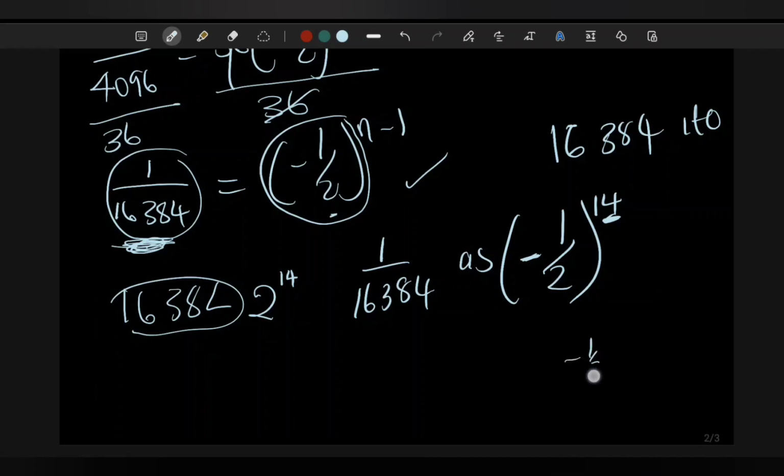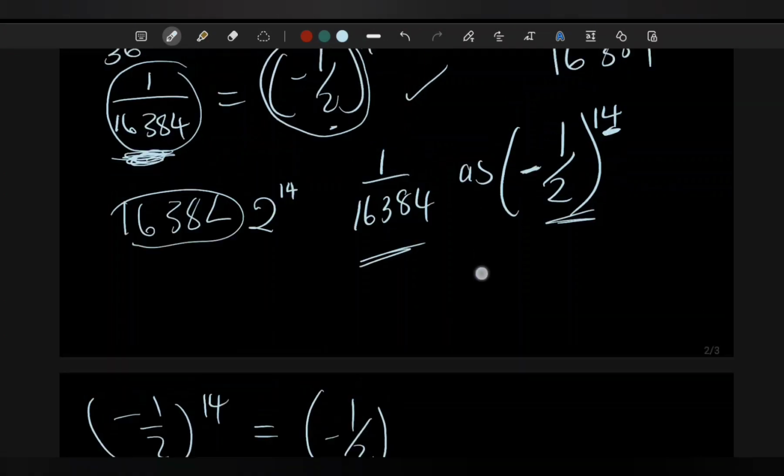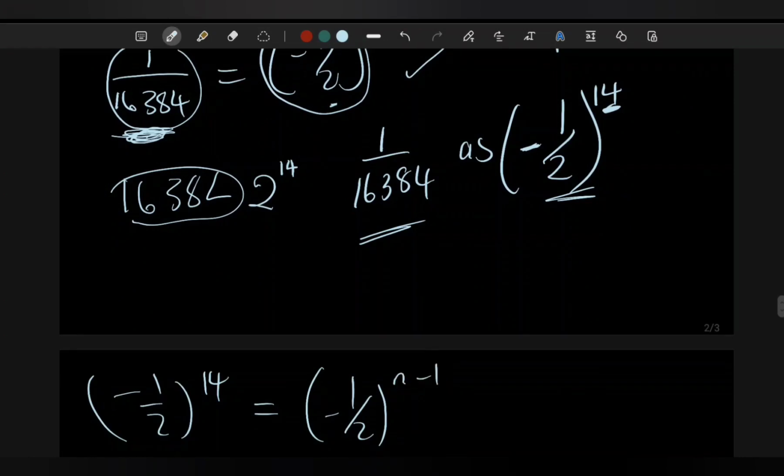If maybe it was 1 over 2 to the power 3, you can punch it in your calculator and you'll find a negative answer. But if you say to the power 4, it's a positive answer. If you say to the power 6, 8, 10, 12, it's going to be a positive answer. So we can write this as this, which is what we're going to do. We're going to say minus 1 all over 2 to the power 14 equals minus 1 all over 2 to the power n minus 1.